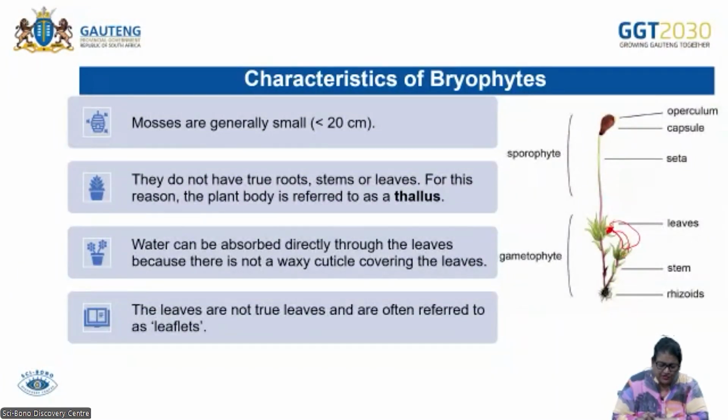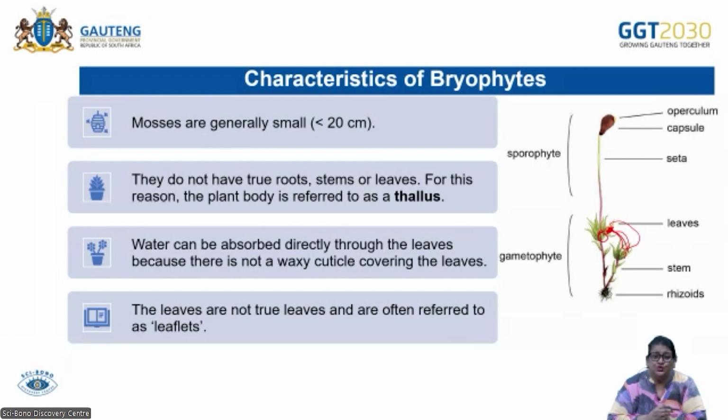So the male gamete will swim and go to the archegonia here and undergo fertilization. And then after fertilization, you're going to get a diploid zygote. That zygote will give rise to a foot, which is embedded inside the gametophyte generation to absorb water from it. The seta, a thin stalk, transfers all the food towards the capsule where the diploid spores are located. So water can be absorbed directly through the leaves.